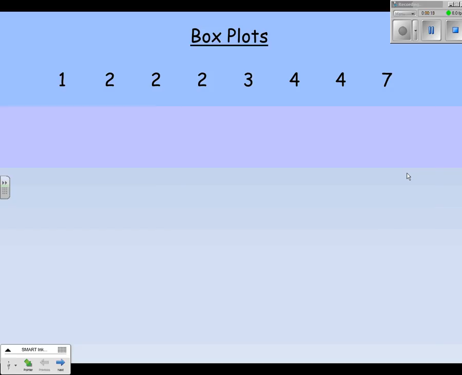Okay, so we've got a list of numbers here. Remember, a 5-figure summary: lowest value, highest value, and then the 3 quartiles. So in this one here, really obvious. Hopefully that's your lowest value. Your highest value is 7. And then if you're looking for your median, first of all, splitting it into half, your median is going to be in between the 2 and the 3, so 2.5.